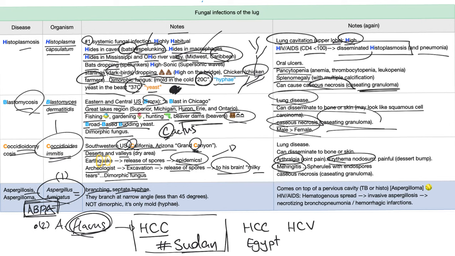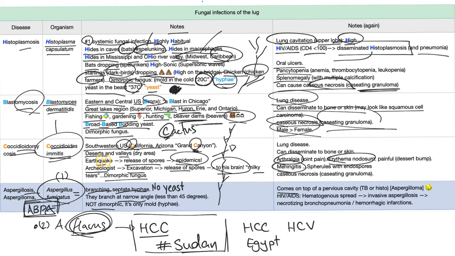Aspergillus fumigatus, branching septate hyphae. This is not a dimorphic fungus. This is just mold in the cold. It's just hyphae all the time. They branch at very narrow angles, usually less than 45 degrees, and they look like this. Look at these angles. Very narrow, less than 45. You don't have to bring your compass or your protractor to the exam. Just get your head out of your sphincter.